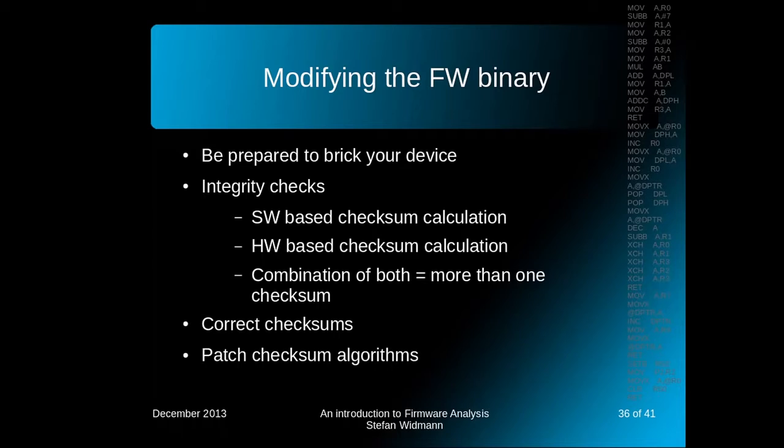So what you see in the code is maybe a start offset, maybe an end offset, and if you are lucky, the polynomial. It might be hard-coded to the peripheral too, so you won't see anything. It can be a combination of both, being done, for example, only on startup or cyclically in the background. So what we have to do if we modify the firmware is either correct those checksums, or we have to patch the checksum algorithms not to trigger.